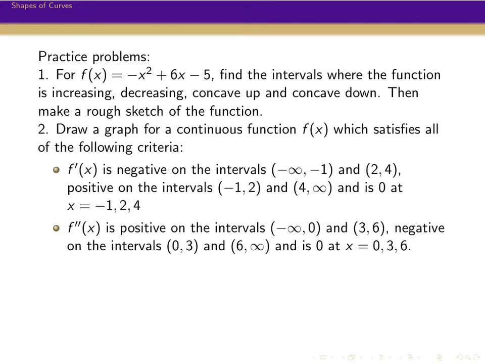Number 2, I want you to draw a graph for a continuous function, f of x, that satisfies the following criteria. So you want the first derivative to be negative from -infinity to -1, and between 2 and 4, and then positive from -1 to 2, and 4 to infinity, and equal to 0 at those spots. And then for the second derivative, it's positive between -infinity and 0, and between 3 and 6, and negative from 0 to 3 and 6 to infinity.